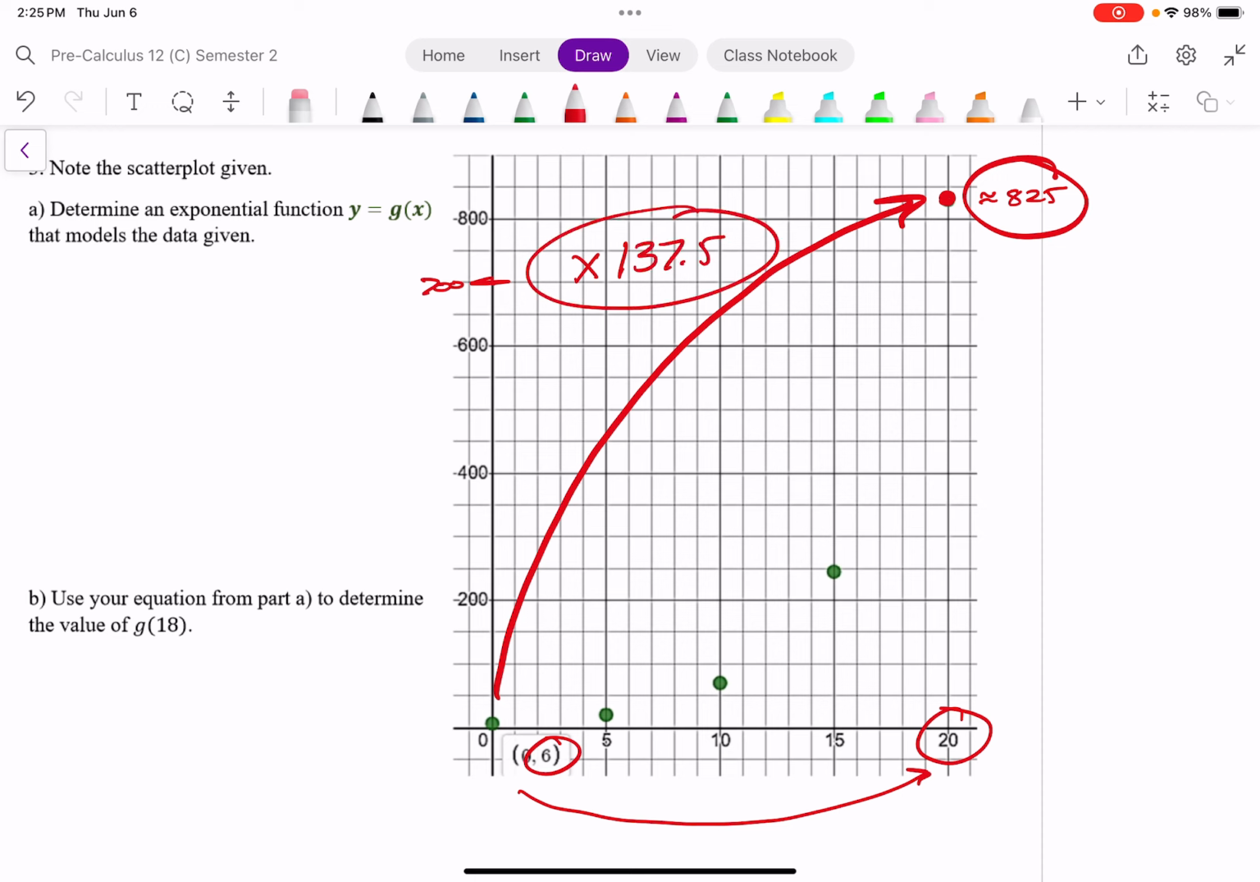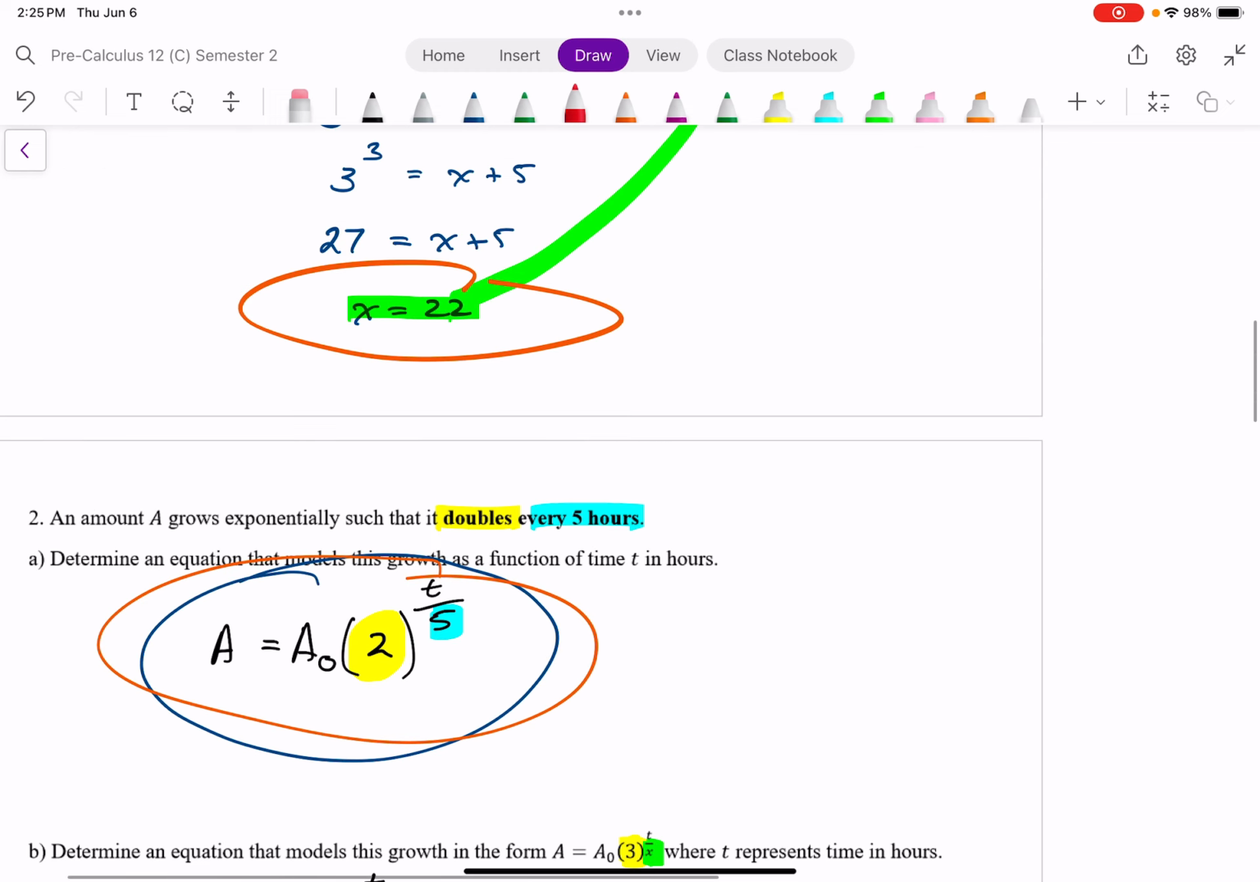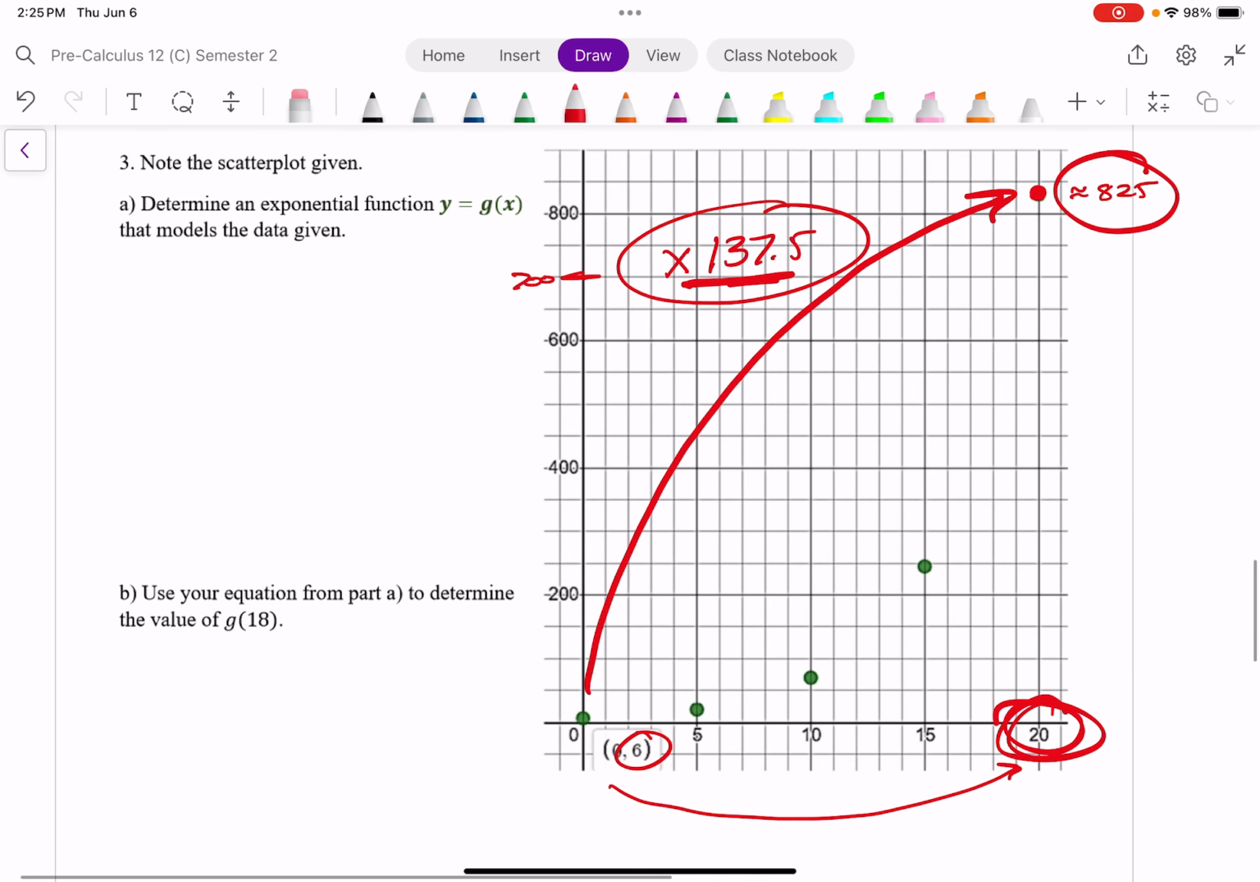So one way of thinking about this is, whatever this function is, it grows by 137.5 times in 20 units on x, in 20 days, 20 hours. Which means this is quite similar to this question here. Here I said it doubles, which is a nicer number, every 5 hours. Here it doesn't double. It gets 137.5 times bigger, not every 5 hours, every 20 units.